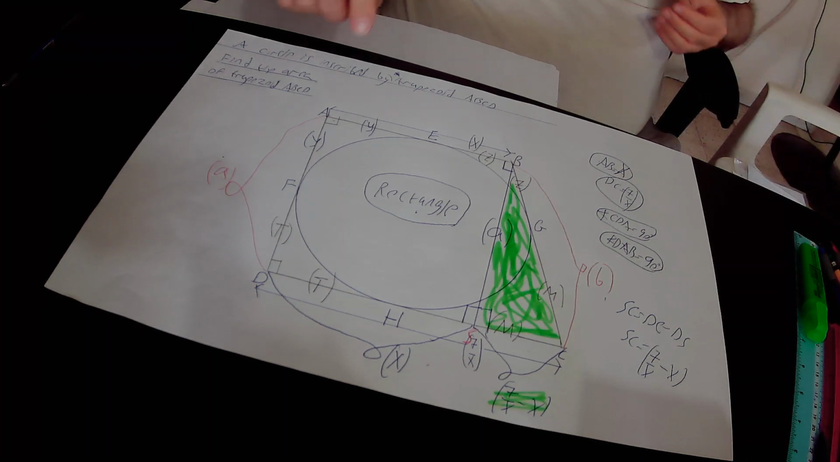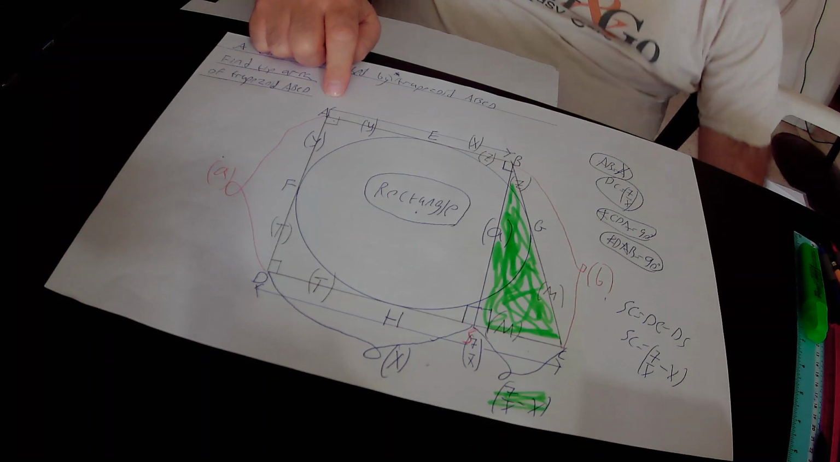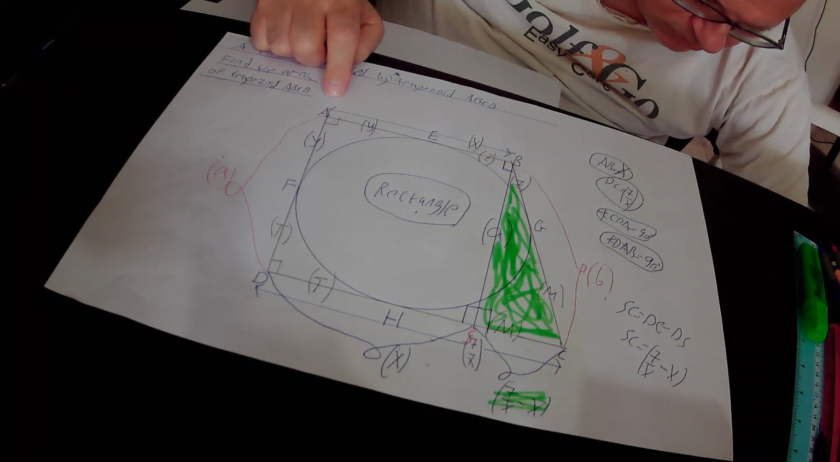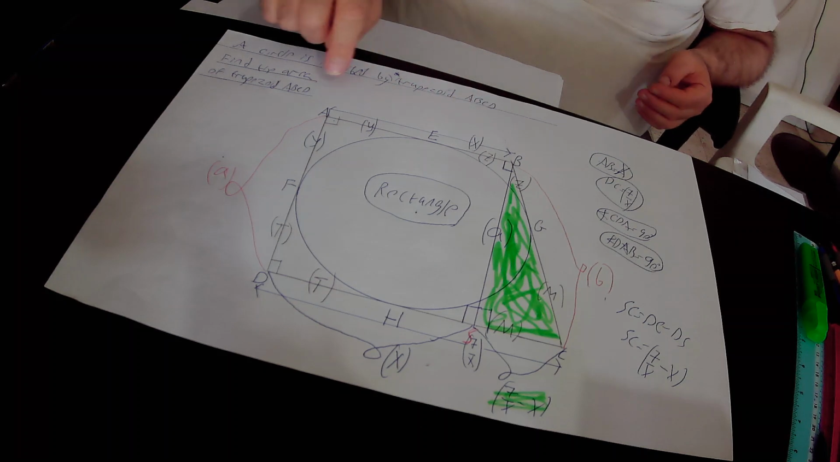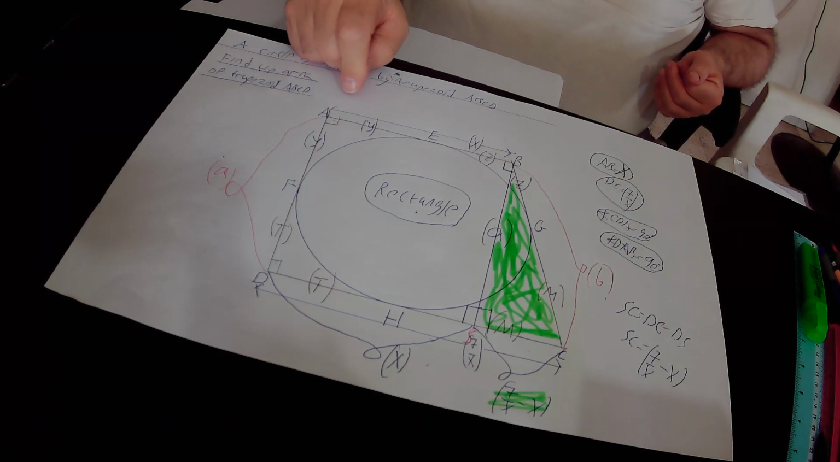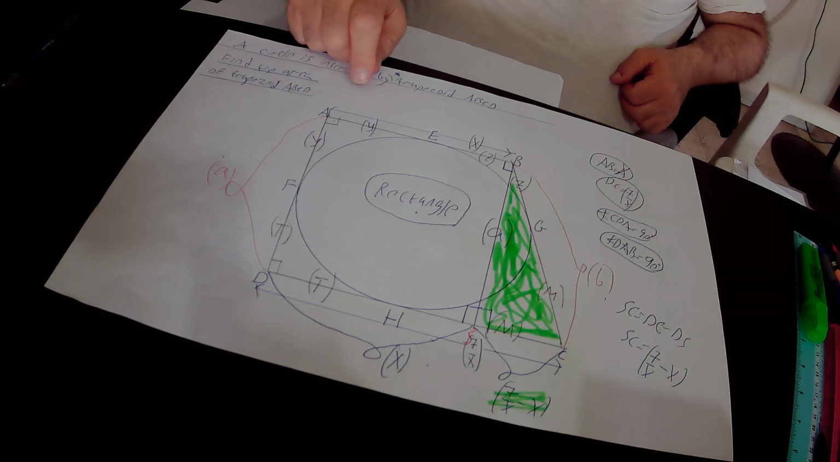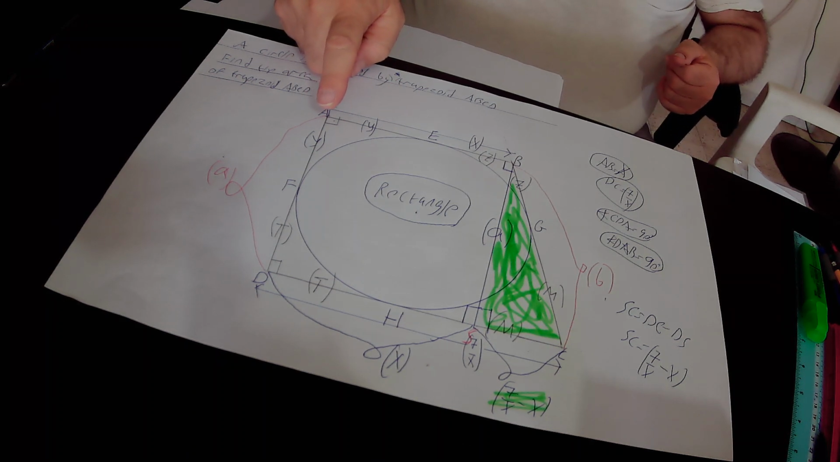Why? Because if we focus on this common external point A, from this common external point A, we have two tangents to this circle, tangent AE and tangent AF. And according to rule 2, they are equal to each other. That is to say, AE equals AF. So if we define the length of this tangent AE as y, then the length of tangent AF must also equal y according to rule 2.